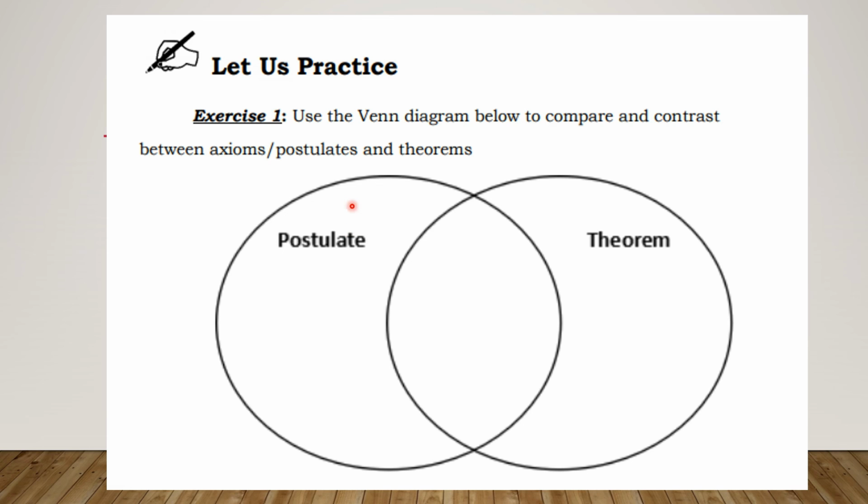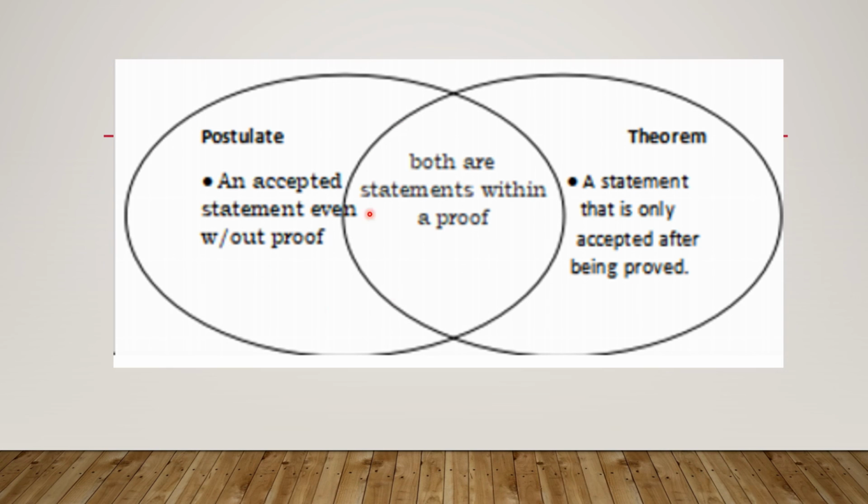Now, what's the difference? As we go back to our discussion a while ago, what is the similarity of these two, postulate and theorem? So we have postulate. A postulate is an accepted statement even without proof. Then a theorem is a statement that is only accepted after being proved. What I said now needs to be proved, but both are statements within a proof. That is their similarity.